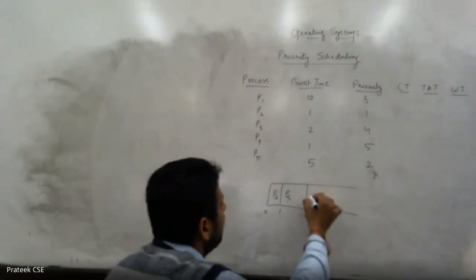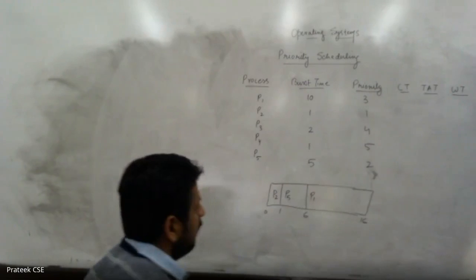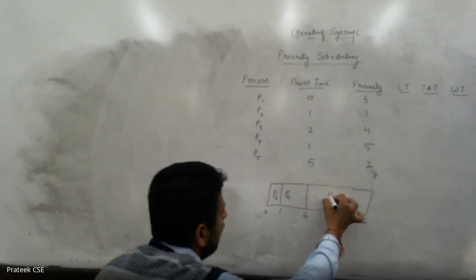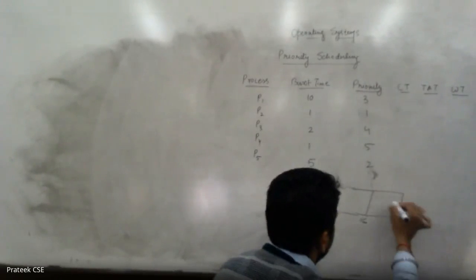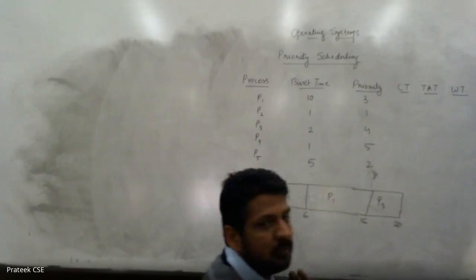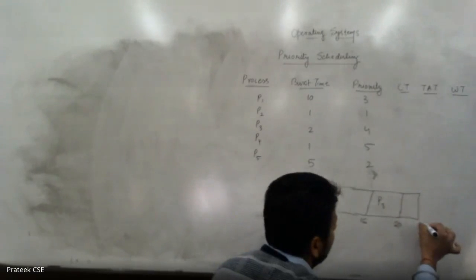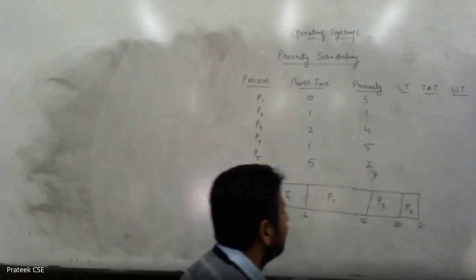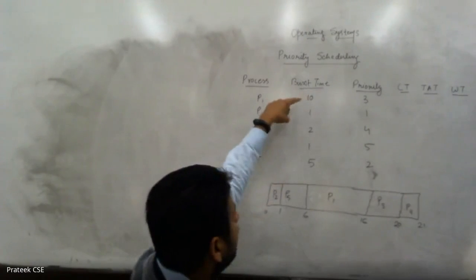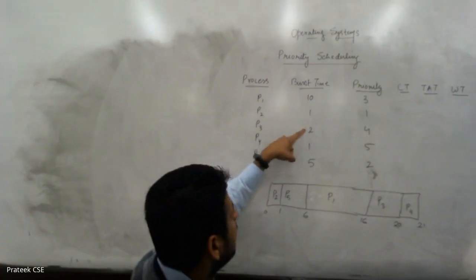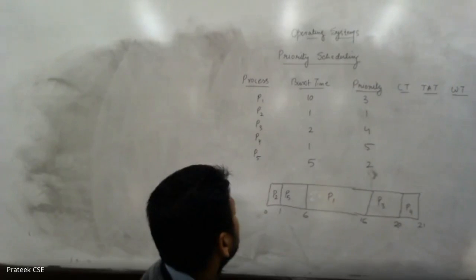Then the next priority is P1. P1 requires 10 milliseconds to execute, and after P1 we will have P3. P3 requires 4 milliseconds, so this will be from 16 to 20, and the last priority is P4, which requires only 1 millisecond. So from 20 to 21 the process P4 will take the CPU. This will be the Gantt chart, and if we calculate the burst times, 10, 1, 11, 13, 13 plus 1, 14 and 19. Okay, so this is 10 plus 1.